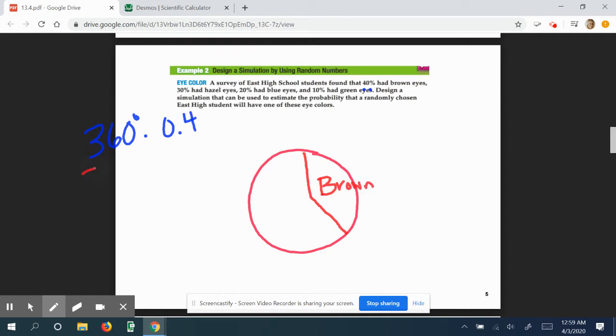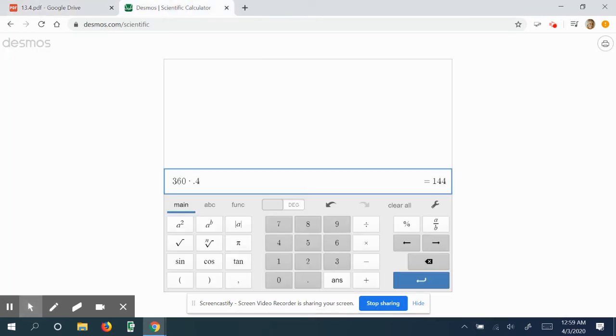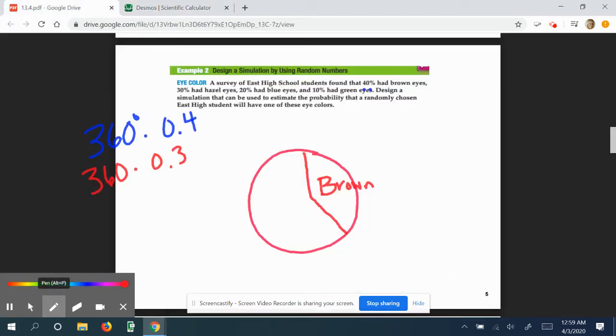Then the next one, 30% for hazel, so 0.3, right? We can go to our calculator, and that's going to be 108 degrees. So again, it's going to be about right there. That's going to be hazel, right?